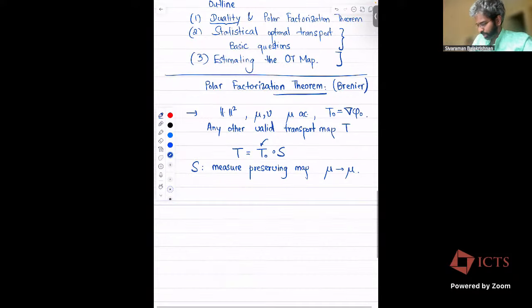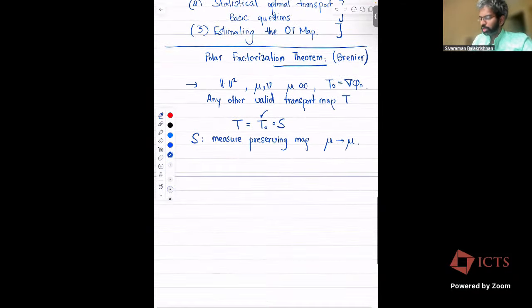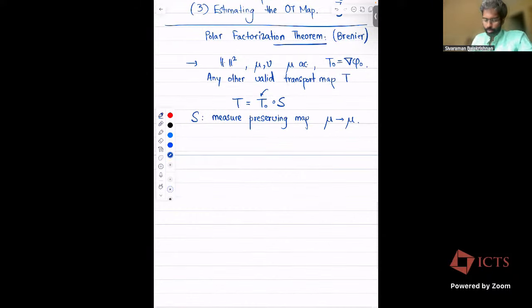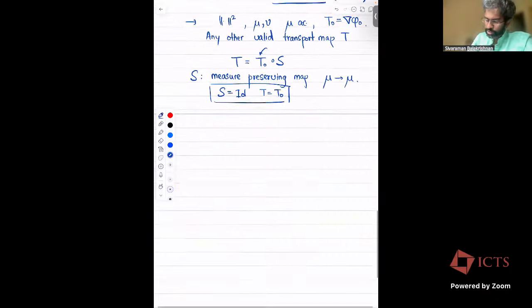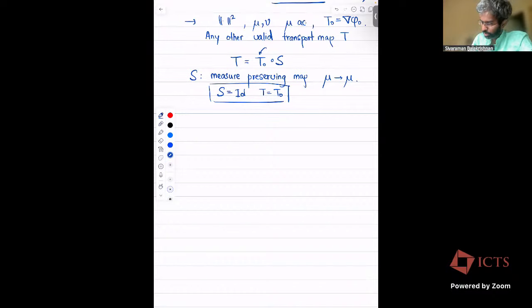Okay, so this is just a nice different way of thinking about it. You can think about the optimal transport map as the one for which S is the identity map. Then T will be equal to T0. This is some way of thinking about what the OT map is. And the reason why it's called the polar factorization theorem is it's a generalization of polar factorizations of matrices.